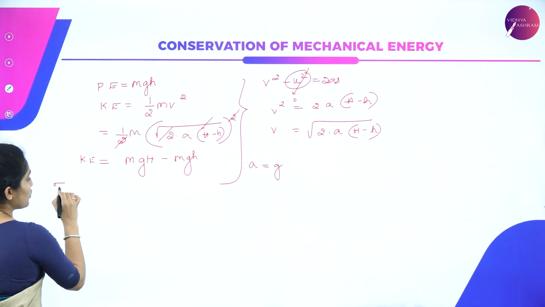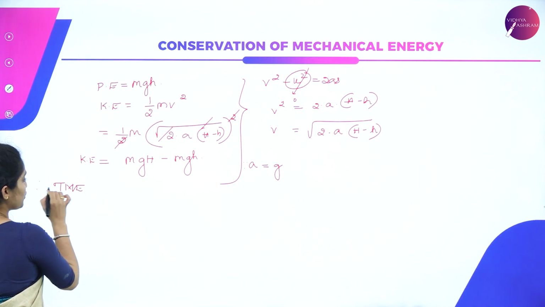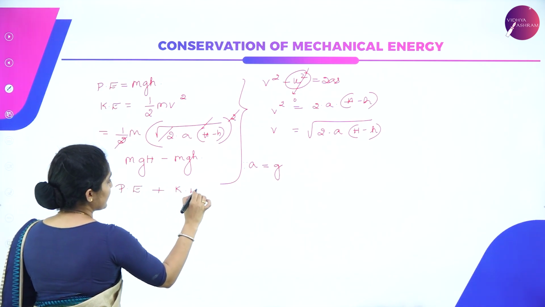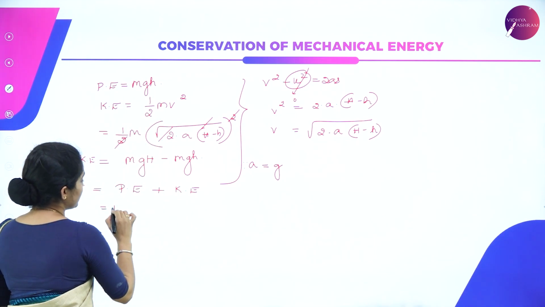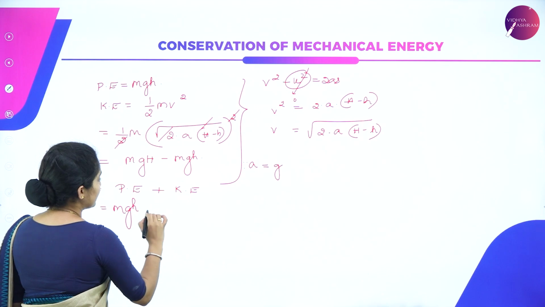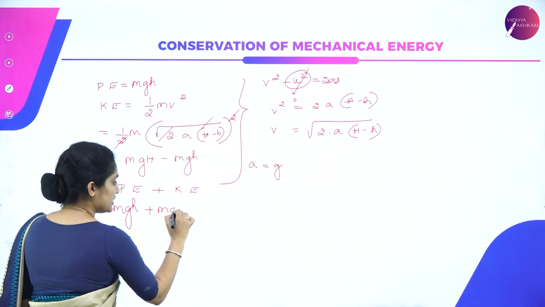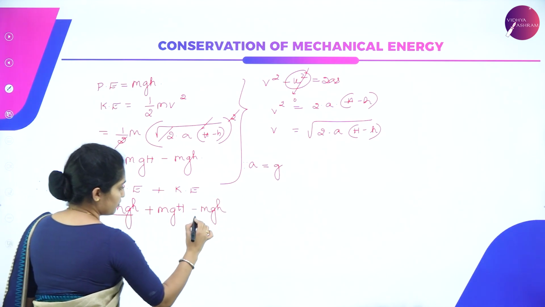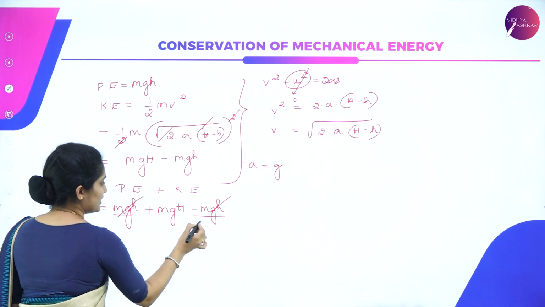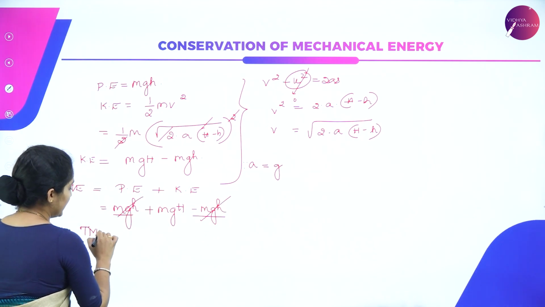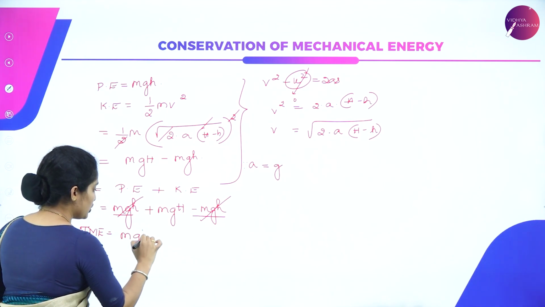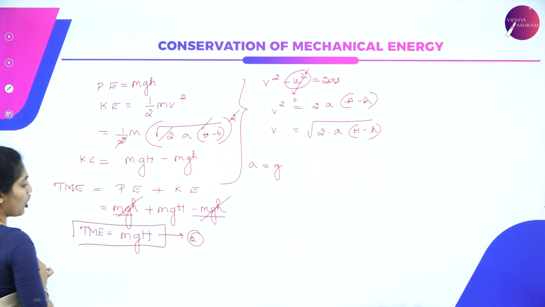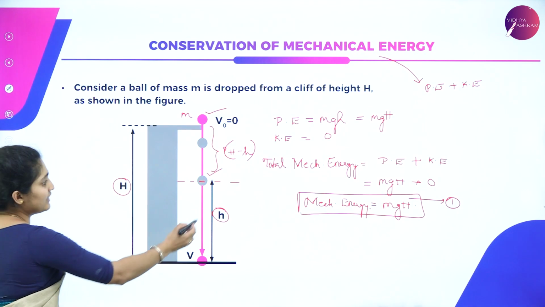So what happens to total mechanical energy now? Therefore, total mechanical energy turns out to be the sum of potential energy and kinetic energy. So your potential energy here is plus mgh, and kinetic energy is plus mg capital letter H minus mg small letter h. Both are the same with opposite signs, so they cancel. So we have total mechanical energy equal to mgH. So this equation is said to be equation 2. So we got to know what is the total mechanical energy at this point.